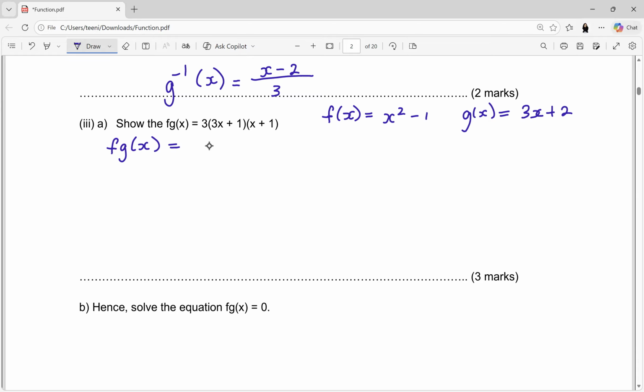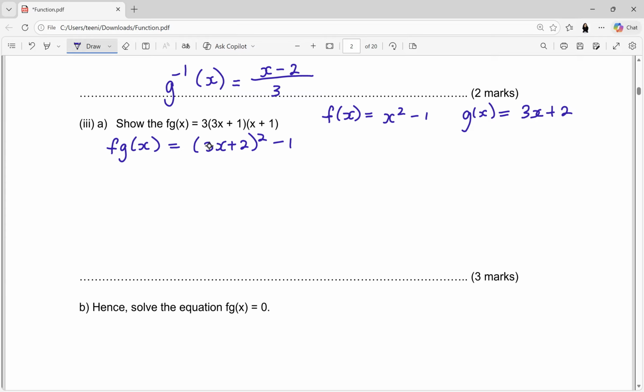F of g of x is equal to 0. Part A: what was the actual function for g of x? What would it be equal to, if I had to write out the expression for it? It will be open brackets, 3x plus 2, close brackets, squared minus 1. Yeah, thank you. So it'll be equal to 3x plus 2 all squared minus 1.